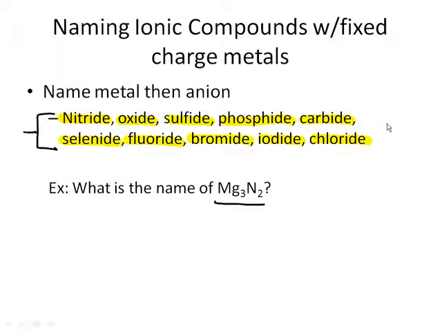So when I'm looking at this formula, I need to name the metal first. And the metal is magnesium. So magnesium, spelled correctly. Spelling does count when it comes to naming. And then I need to name the anion. This is nitrogen, but it's present in an ionic compound because it's paired with a metal. So that tells me that nitrogen is actually present as an anion, so I need to name it as such. So this is magnesium nitride.